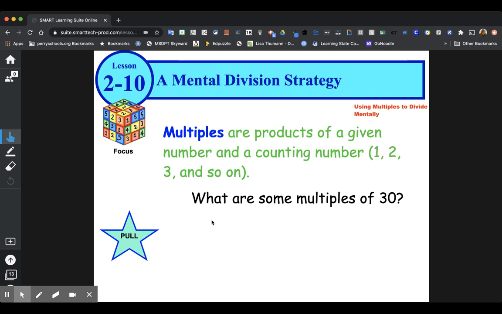What are some multiples of 30? Remember from our example in the beginning. Well, we know if our multiples of 30, we would start with 30, and that would represent 30 times 1. If we moved over to the next one, we would be 30 times 2, which would be 60. Our next one, 90. What would be our fourth multiple of 30? 120. Okay, and we would keep going. You see they go up by 30 each time.